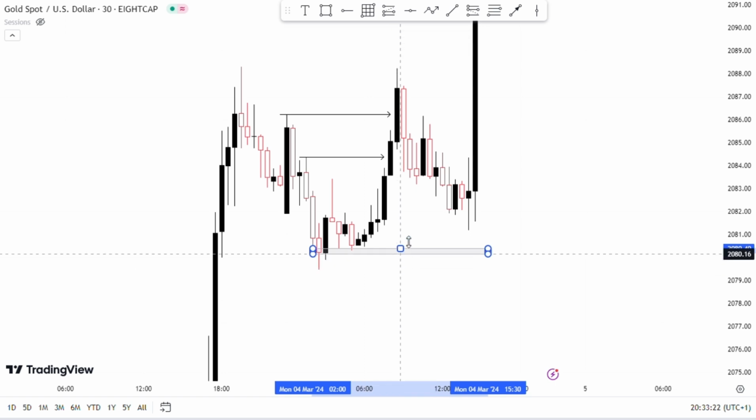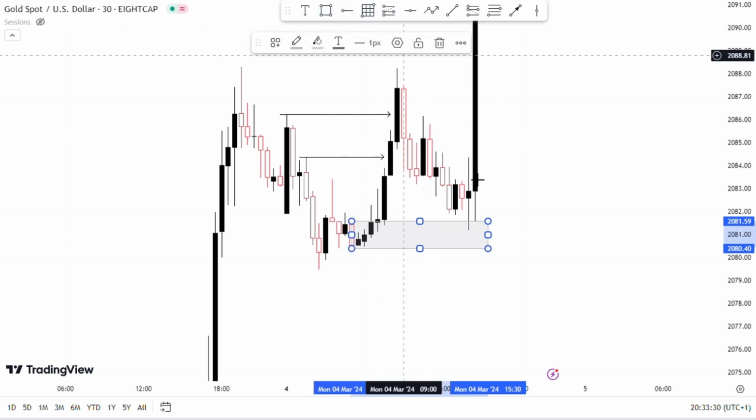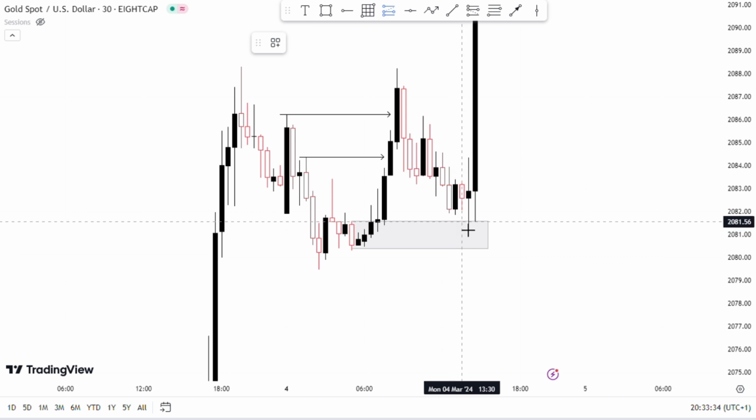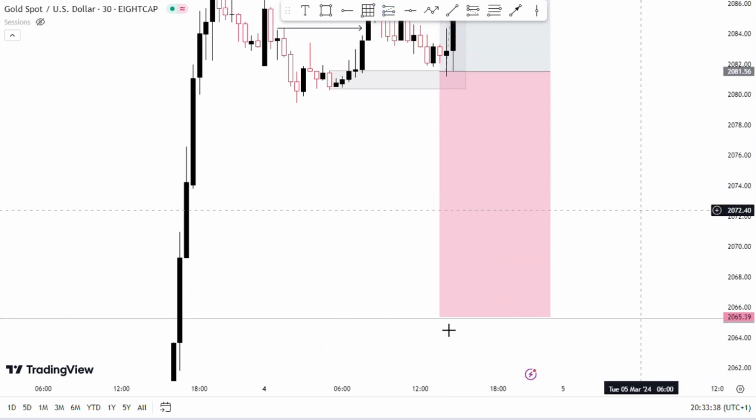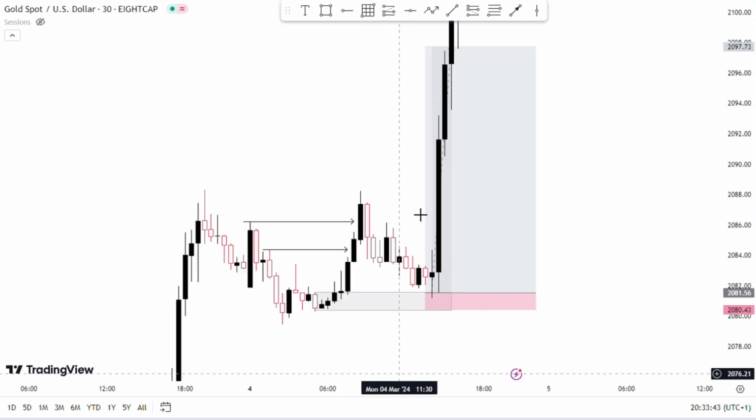So this is the order block I used for this particular trade. This is the entry and this is the stop loss. Let me set up my entry here, and then my stop loss. I set up my stop loss here, and then eventually I set up my take profit using this particular high.